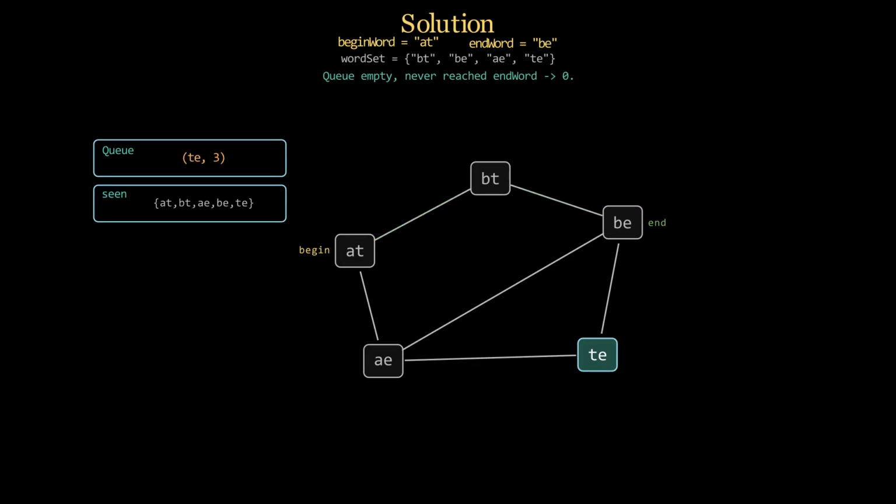If the queue drains without dequeuing the end word, no transformation exists. Return 0. On larger inputs the same breadth first logic applies, we generate neighbors on the fly instead of drawing the whole graph.